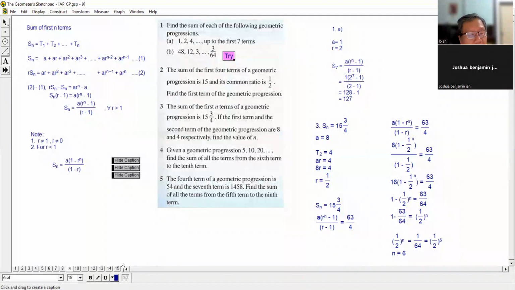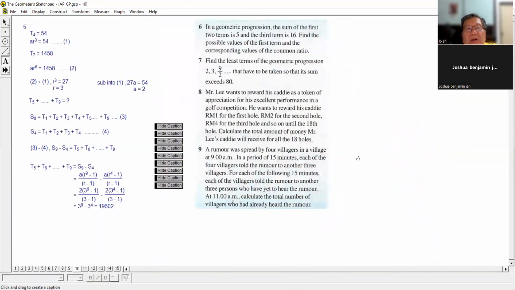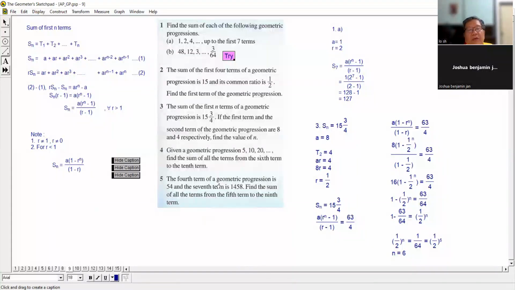No, can understand. So we go on to another type of question. Another type of question. The type of question is this one, number 5. You look at number 5 here. You read question number 5.